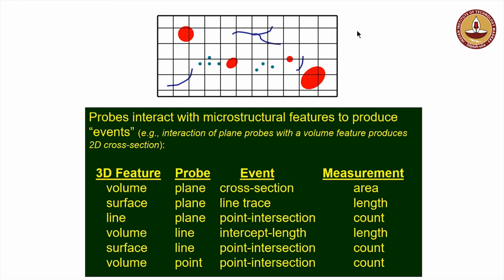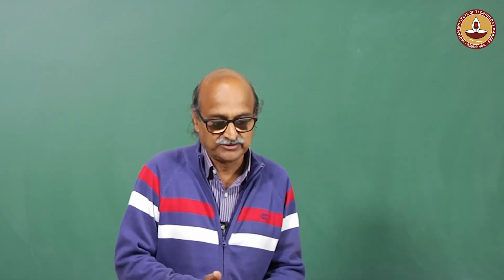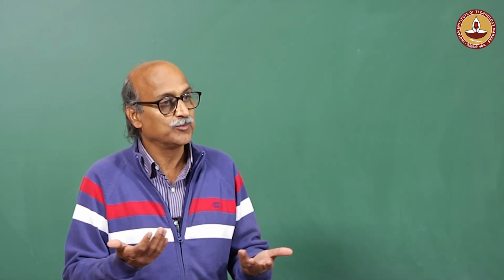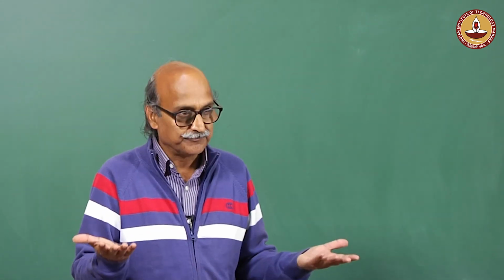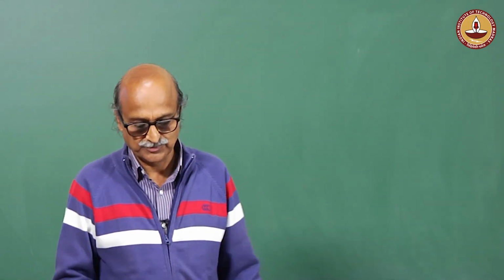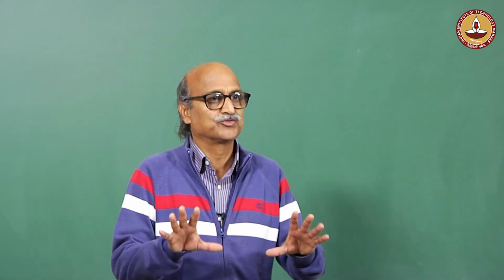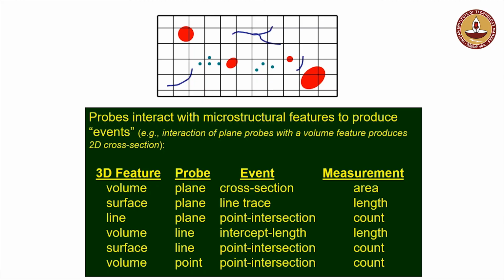If my 3-dimensional feature here in this column is a volume feature like a solid particle, and the plane probe intersects this 3-dimensional feature, then there is an event that is produced, and the event could be the cross section area, or simply the cross section. The measurement we can make of that event is the area. This is one possible measurement one can make. There are other measurements, of course; I can also measure the perimeter for that matter.